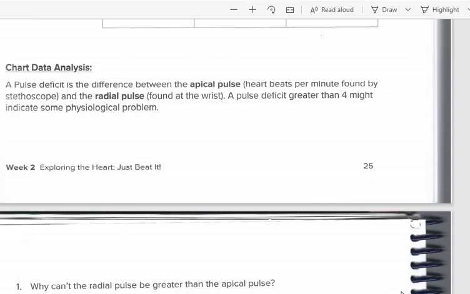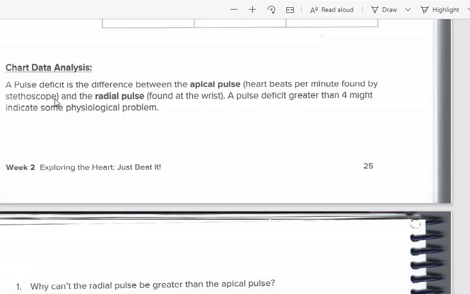There are some interesting questions that they ask you to make you think about what you're learning and what it can mean. And here's one of them right here. They're talking about a pulse deficit, and the apical pulse was that heartbeat you got by using a stethoscope. So you put it up in the antecubital region and you were listening there, and you can get the pulse there. So when I said it was bouncing, bounce, bounce, bounce, that's your pulse rate.